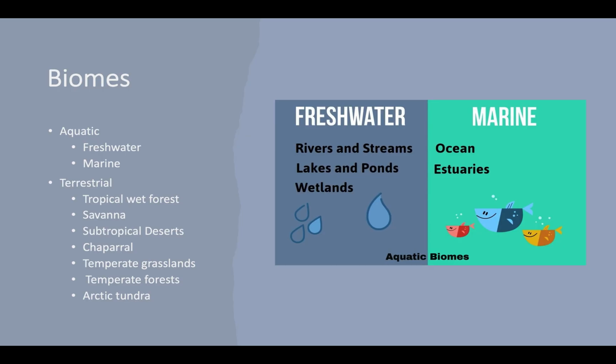So speaking of aquatic and terrestrial ecosystems, here are some examples of aquatic ecosystems. We say freshwater and marine. So freshwater would mean freshwater ponds, rivers, lakes, and marine would mean the ocean. Terrestrial though, so on land, we have many different types of terrestrial biomes. Some are the tropical wet forest, savanna, subtropical deserts, what we call a chaparral, temperate grasslands, temperate forests, and Arctic tundra. And I'm going to have some images to show all of these on the next couple of slides.